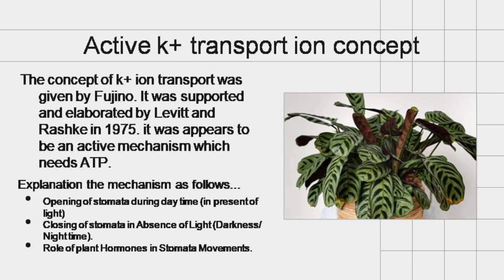This concept was given to us by Fujino, and it was supported and elaborated by Levitt and Raschke in 1975. It appears to be an active mechanism which needs ATP, or adenosine triphosphate. This explains the mechanism of the active potassium transport ion concept: the opening of stomata during daytime in the presence of light, closing of stomata in the absence of light or in darkness or nighttime, and lastly, the role of plant hormones in stomata movements.